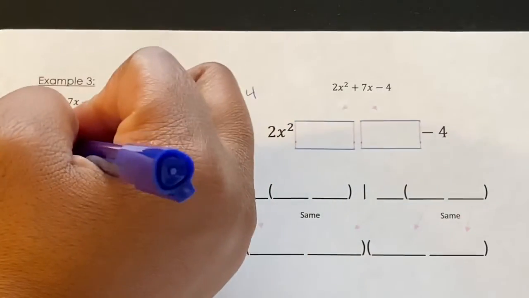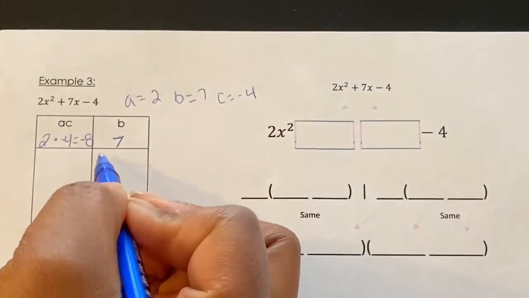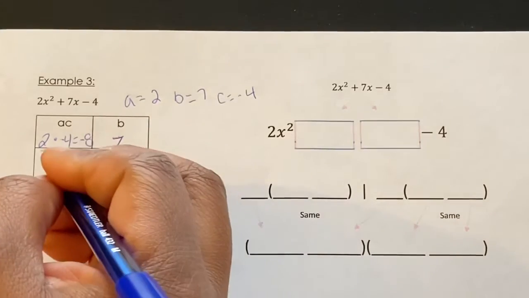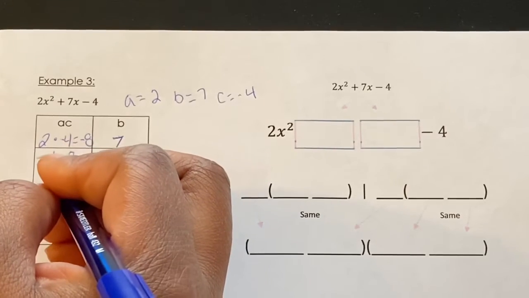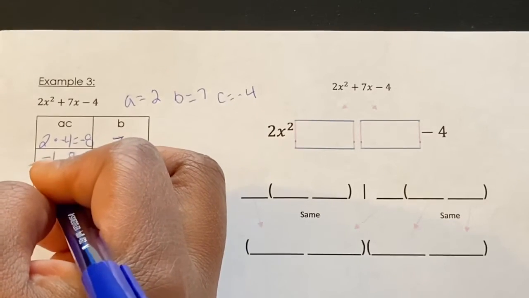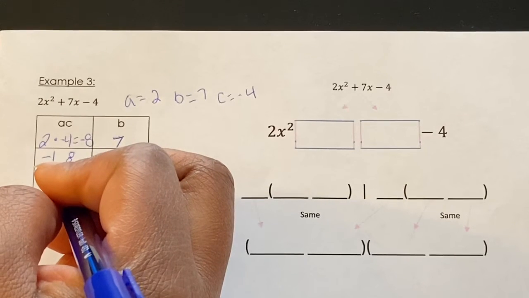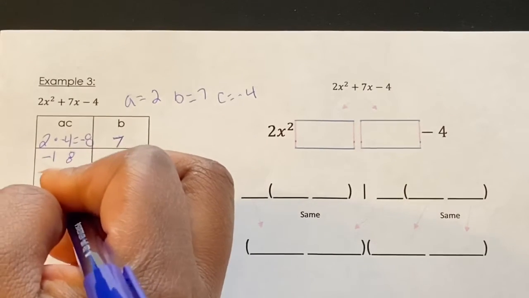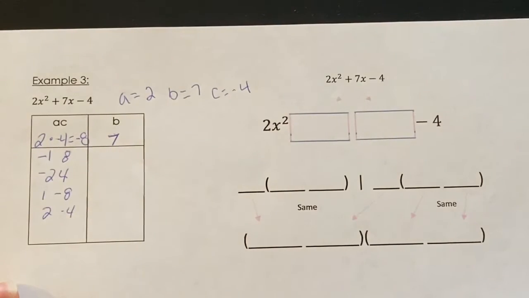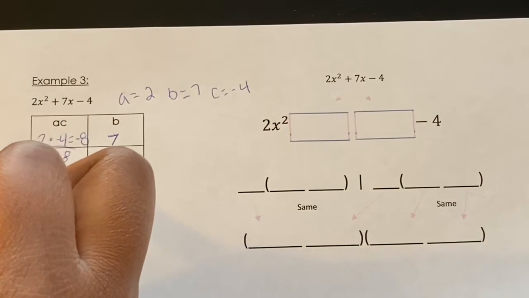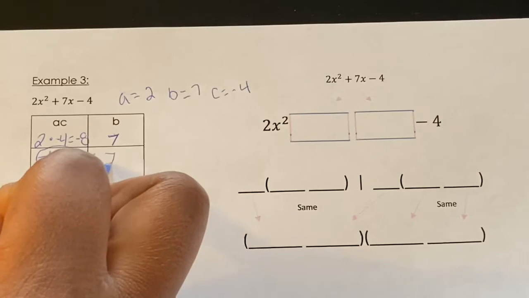Let's list the factors of negative 8. Since 8 is negative, I know that the factors must have different signs. So it can be negative 1 and 8. It can be negative 2 and 4. Okay. Or it can be 1 and negative 8, and 2 and negative 4. Now, which one of these add to make a positive 7? Well, that would be negative 1 plus 8 equals positive 7.